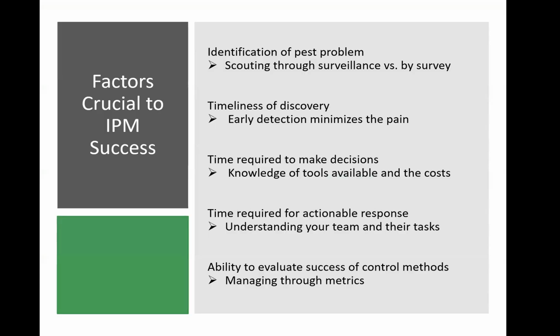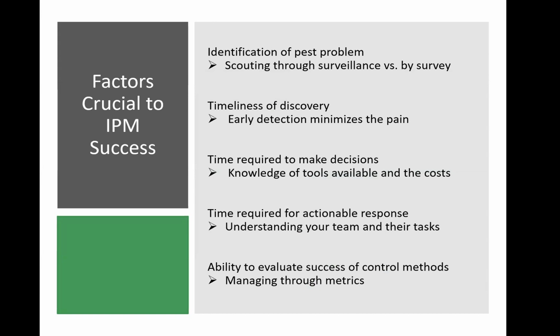Factors crucial to IPM success. First and foremost, identification of pest problems. We're going to review scouting through surveillance versus by survey. Then timeliness of discovery all boils down to the quality of your scouting team. Early detection always minimizes your pain and your costs.